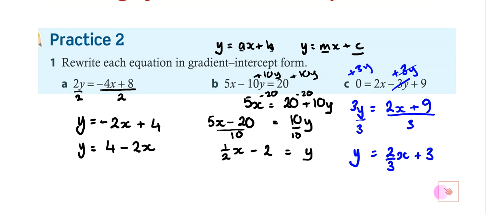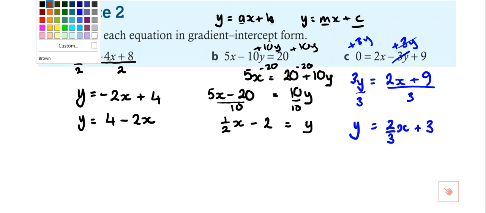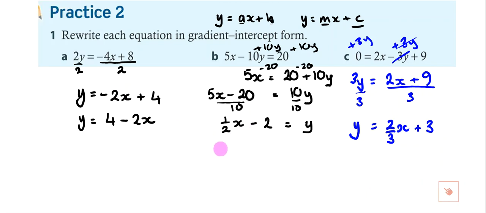A common mistake would be, some people would write this as 0.5x minus 2 equals y. That's absolutely fine. I have no problem with that whatsoever. 0.5 and 1 over 2 are interchangeable. I don't like 0.5 because, why do I like the 1 over 2 instead of 0.5?